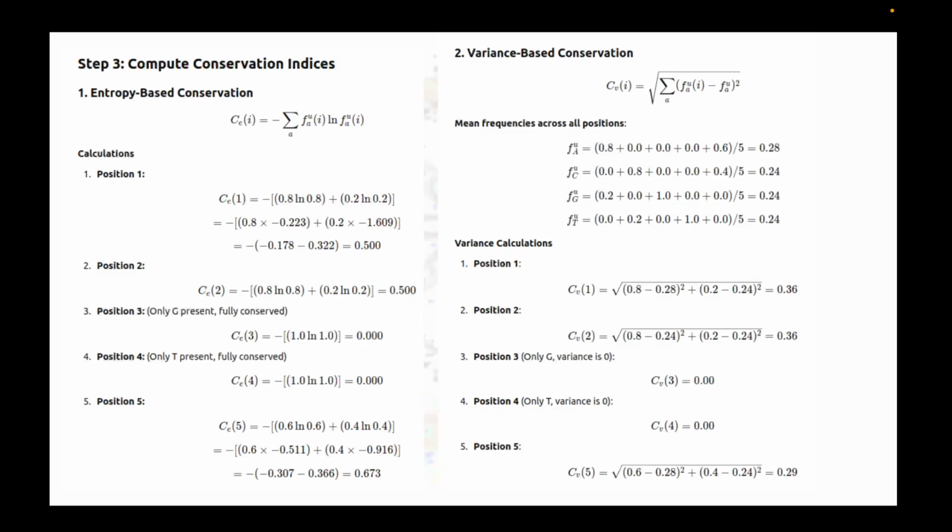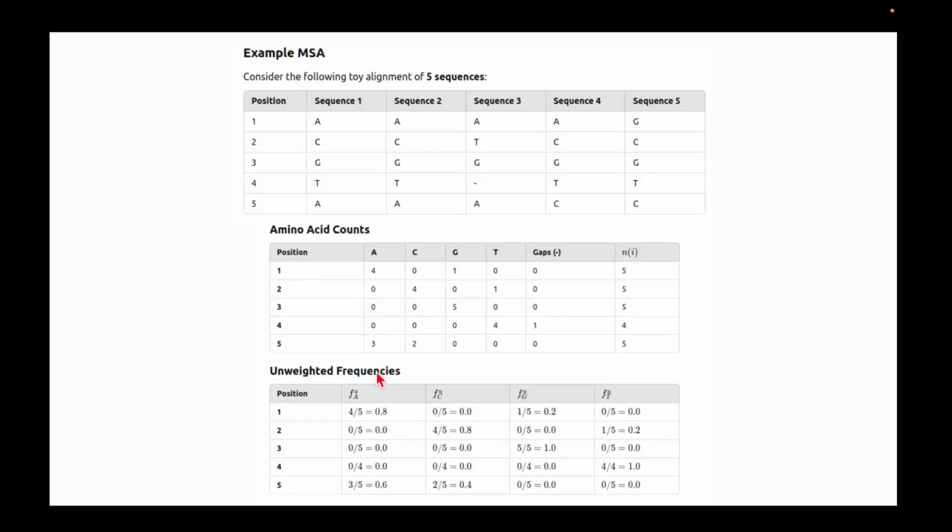Followed by this, we have some conservation metrics, that is, an entropy based conservation metric and a variance based one. The entropy metric is the summation of the unweighted frequency of a particular amino acid at a particular position times the ln of that frequency. Given position 1, the frequencies are 0.8, 0, 0.2, 0. So we have only 2 non-zero values here.